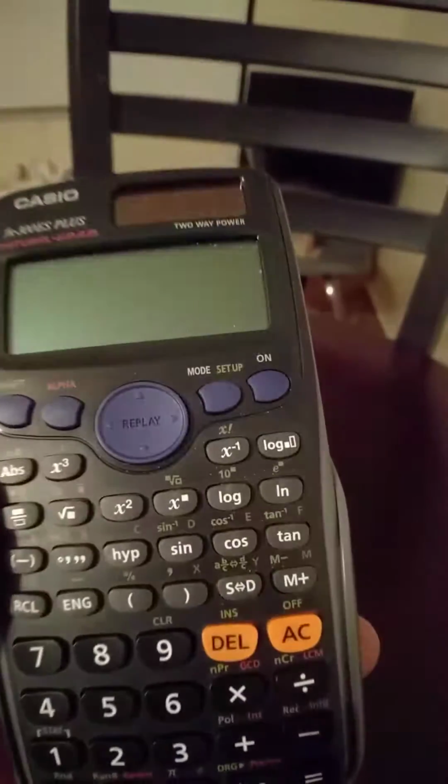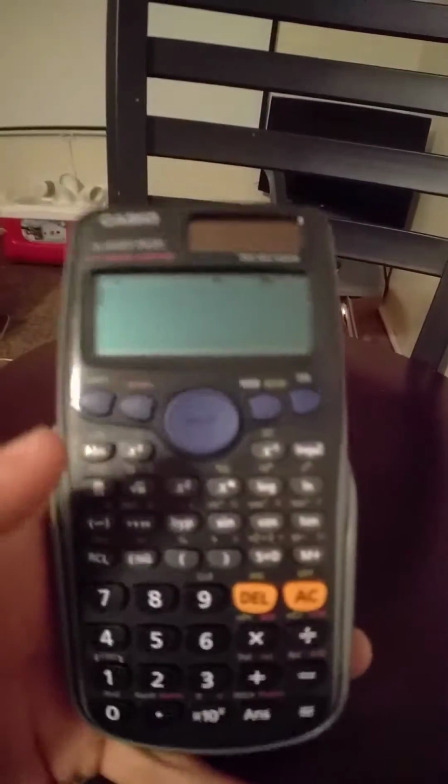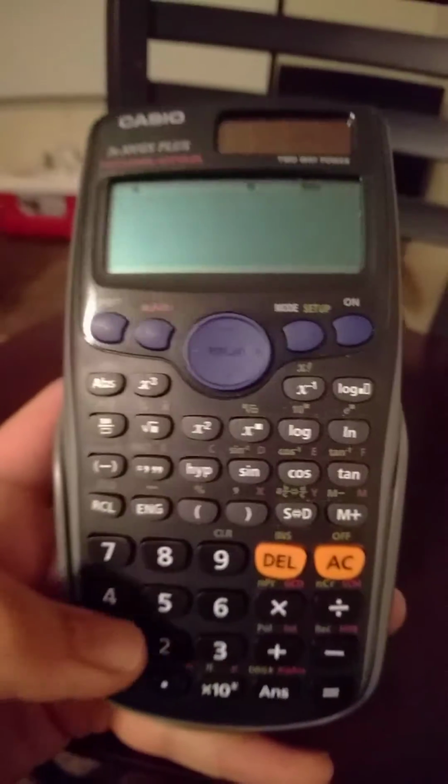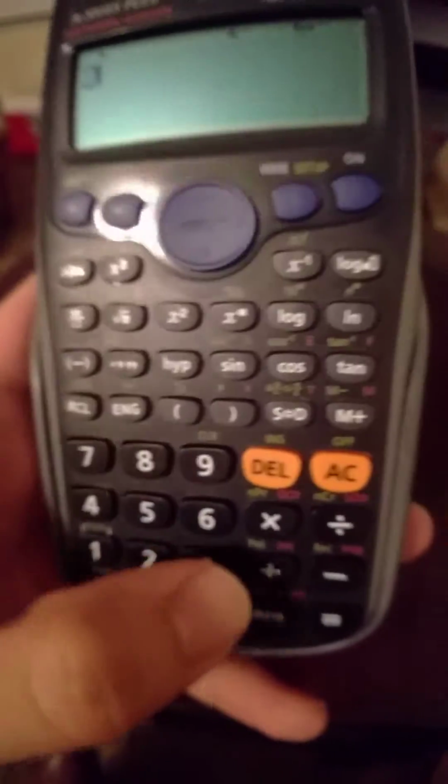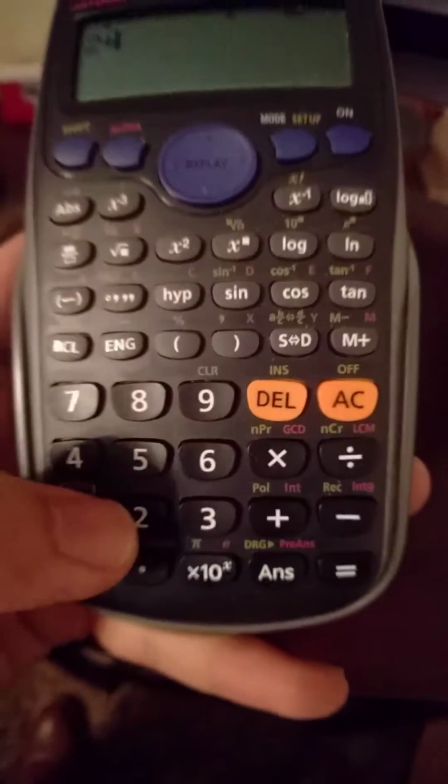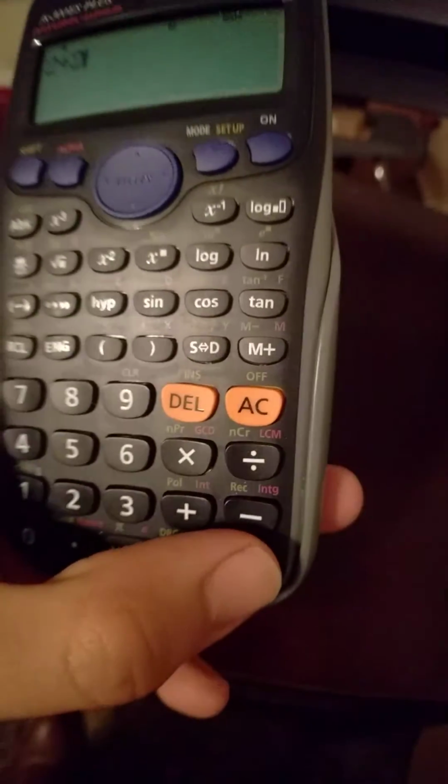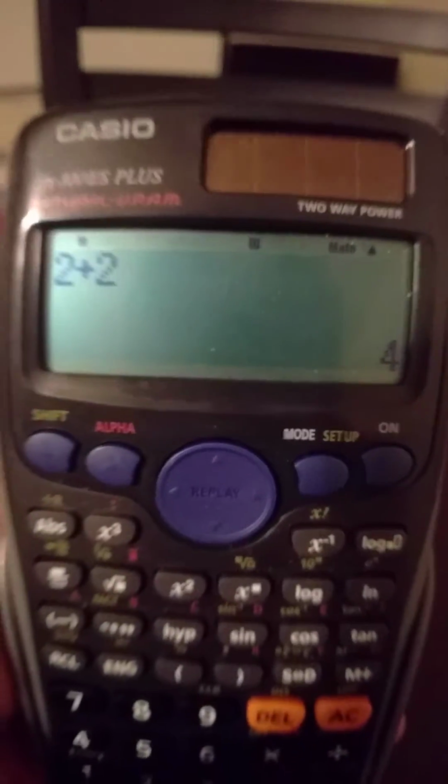Typical. You are doing a test and you don't want to leave anything to chance, so you have here your nerdy friend, and 2 plus 2 equals 4. You don't want to leave anything to chance.